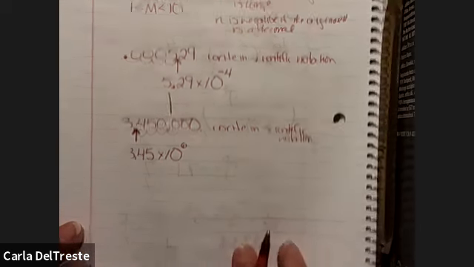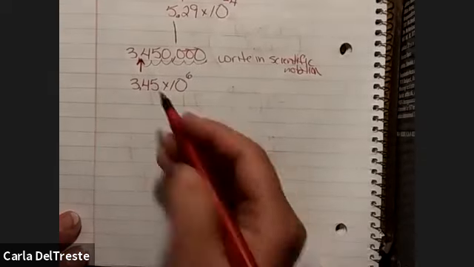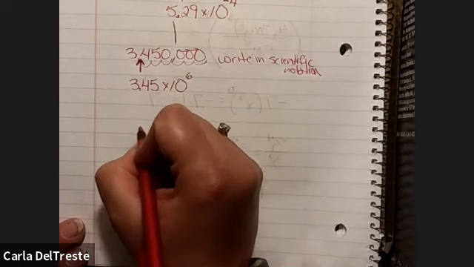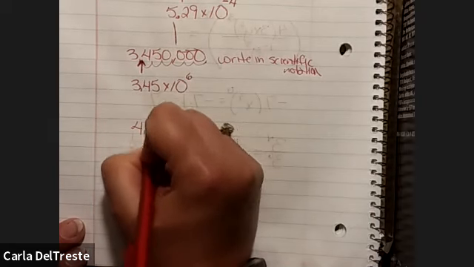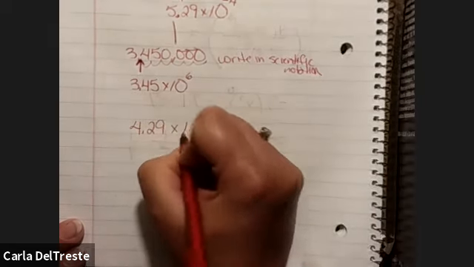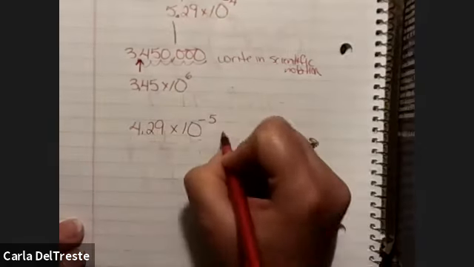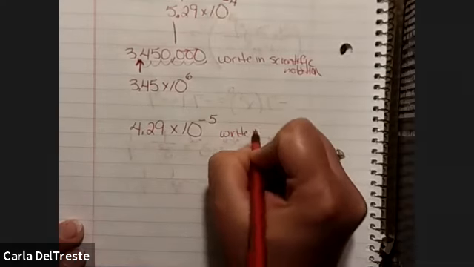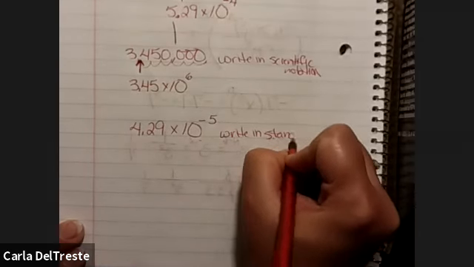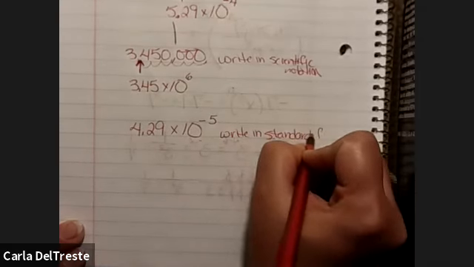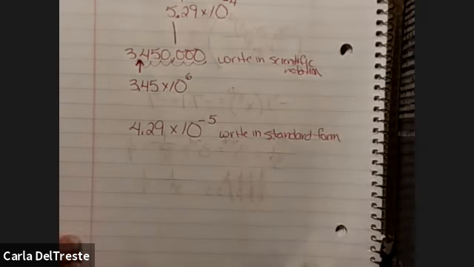Okay, now let's practice going from scientific notation. What if you had 4.29 times 10 to the negative 5? We want to write it in standard form. Standard form means we want to turn it back into a real number, a decimal or a whole number, okay, whatever it is.